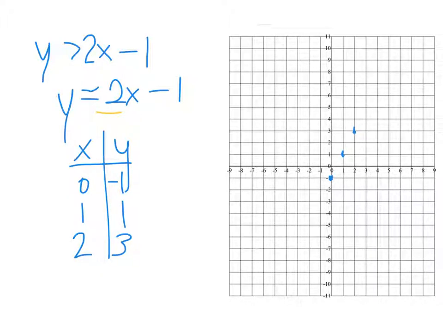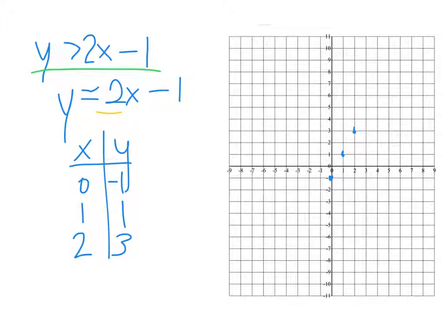And now I've got to connect those dots. But I've got to pay attention back up to the inequality part. Since it says y is greater than, not greater than or equal to, it's going to be a dashed line because the line is not a solution.